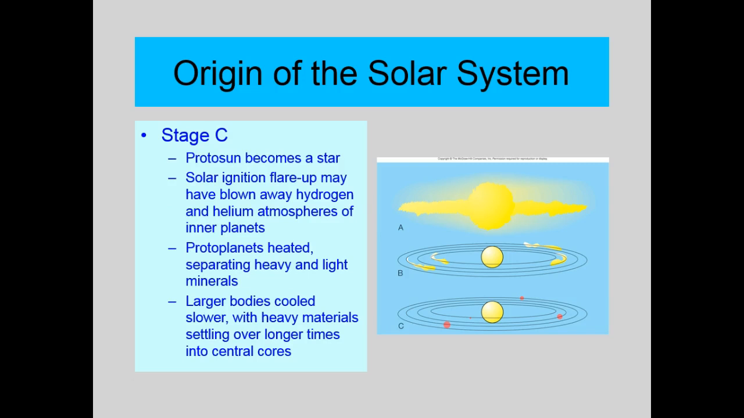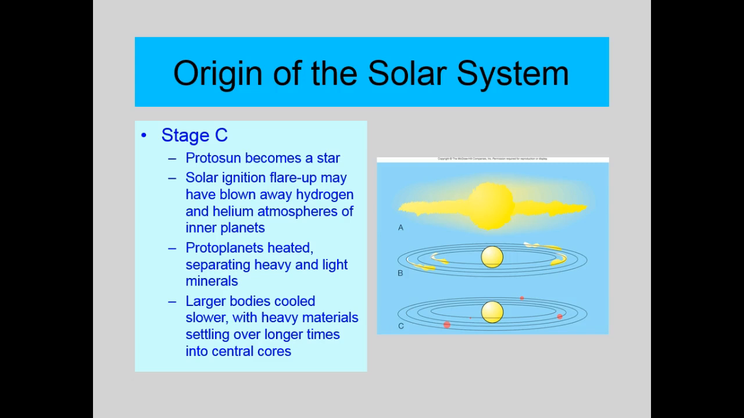Stage C, that's the bottom one here, the protostar becomes a star. Okay? I don't know why they didn't say the protostar becomes the sun. That would have made more sense. It finally has settled out. The solar ignition flare-up may have blown away the hydrogen and helium from the atmospheres of the inner planets.